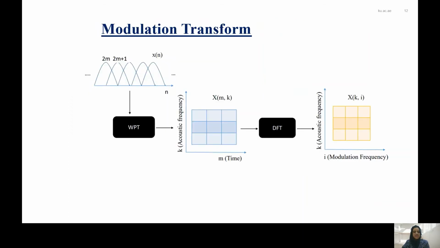We need to discuss the first section of our proposed framework, that is the modulation transform. The modulation transform consists of the wavelet packet transform and the discrete Fourier transform. We have already discussed the wavelet packet transform and obtained the signal x of m,k, which gives the relation between time and acoustic frequency. In order to obtain the frequency dispersion, we need to convert this into the frequency domain by means of the discrete Fourier transform. Taking the discrete Fourier transform of the signal x of m,k gives the signal x of k,i, where k represents the acoustic frequency and i represents the modulating frequency.